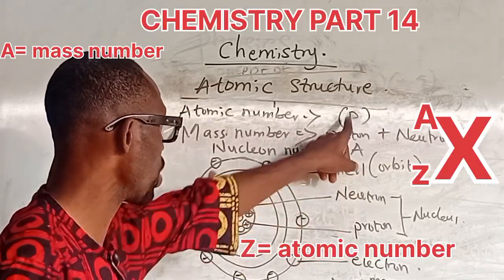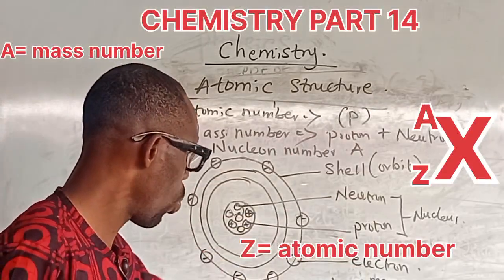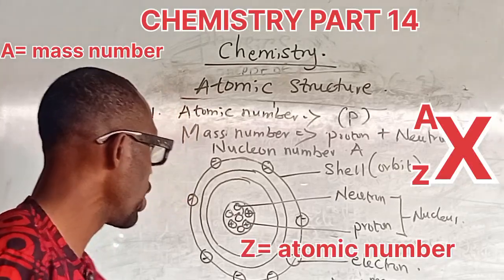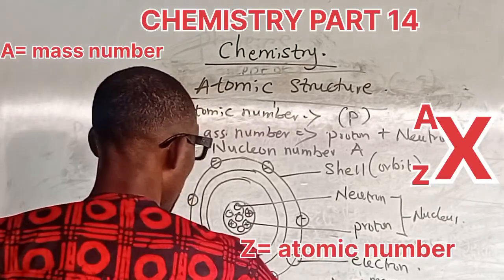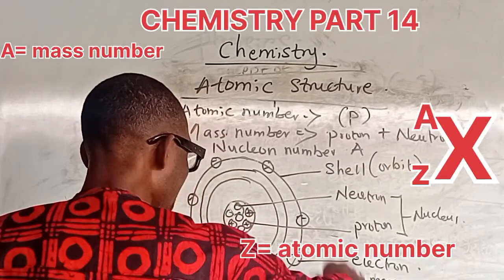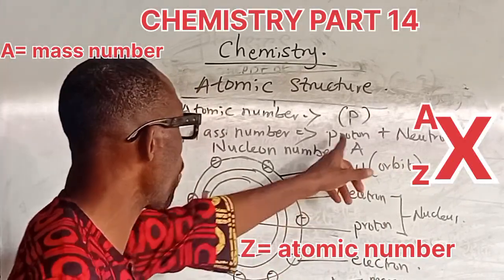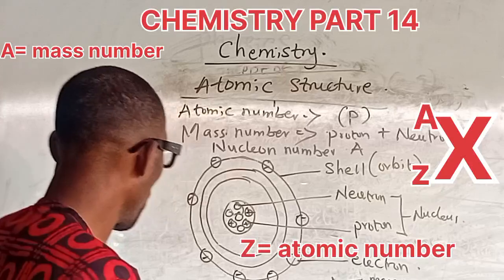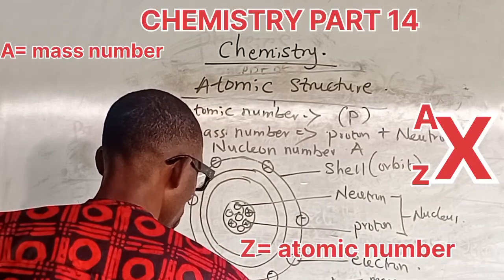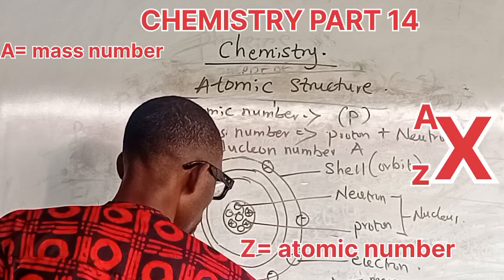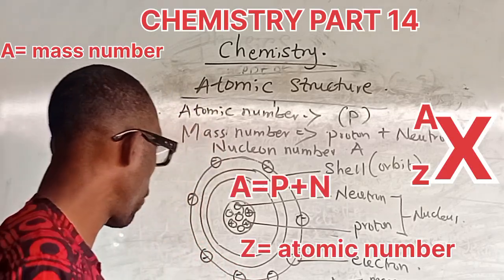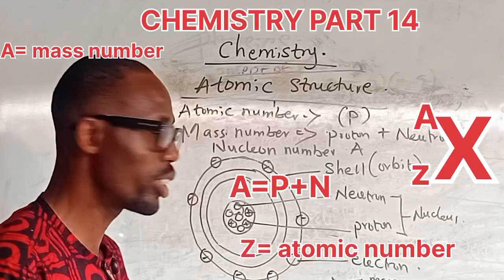So don't forget, the atomic number is the number of protons in the nucleus of an atom. We can represent it with Z, but it is made up of protons. And the mass number is the total number of protons and neutrons in the nucleus of an atom, which means you are adding both numbers. So you end up getting a formula such as this: A is equal to P plus N. Is that clear? Where P is the proton number and N is the neutron number.